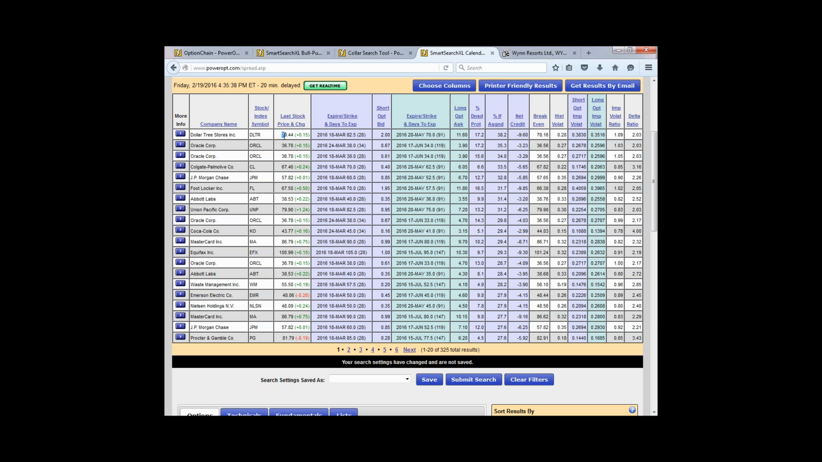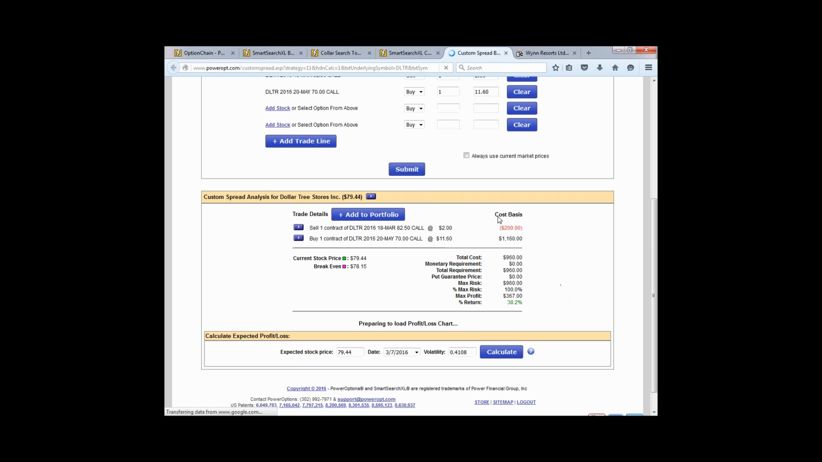Currently at $79.44. We have an opportunity of a March 82.50 call for $2 and buy the May 70 for $11.60. Now we're going to pay a debit of $9.60, but we see a potential return, max return at March expiration of 38.2%, and we are collecting 17% of what we invested in the position. What does that mean? Let's take a look.